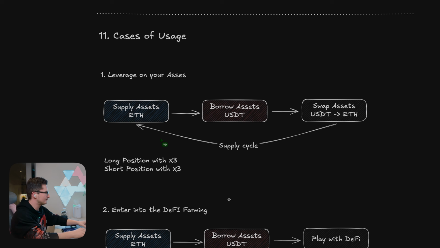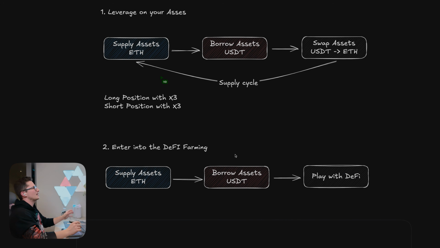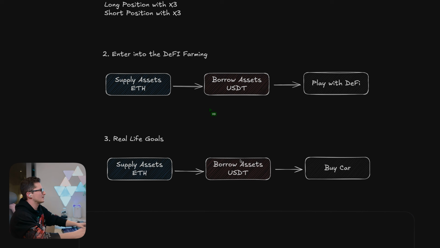Then the second case, you can enter into DeFi farming. For example, you can supply ETH, you can borrow USDT, and then you can play with DeFi from your borrowed USDT. If you lose some money here in DeFi, you will still have a position, and maybe your risk will grow, so you can pay your debt from your collateral. This is another example. So you can enter into the DeFi ecosystem with the lending protocol.